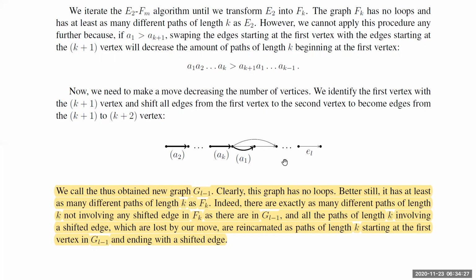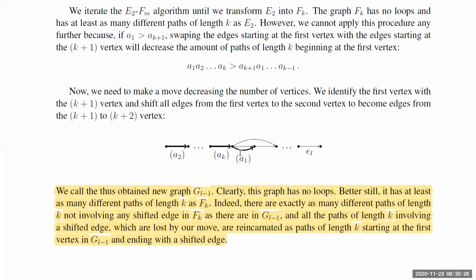So this means that there are exactly as many paths of length k not involving any shifted edge in FK as we have in GL minus 1, because these are identical graphs when we remove shifted edges. Okay, so this is the first part of the statement. And when I look at all paths of length k involving a shifted edge, then all such edges which are lost by our move are now reincarnated as paths of length k, starting at the first vertex in GL minus 1 and ending with the same shifted edge. So before we had a shifted edge here, which was followed by edges over there. This gave us a path of length k, but now we choose the same path of length k going from here to there. And now an edge which used to be the first one is now the last one.